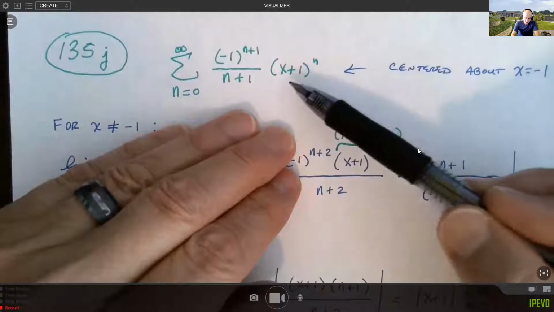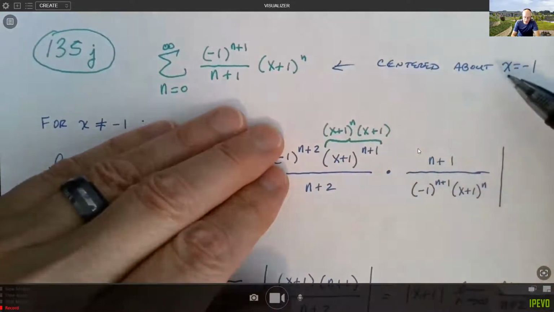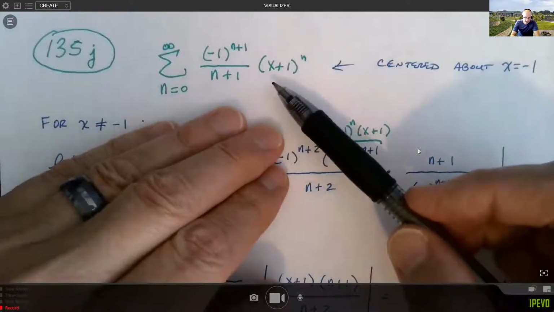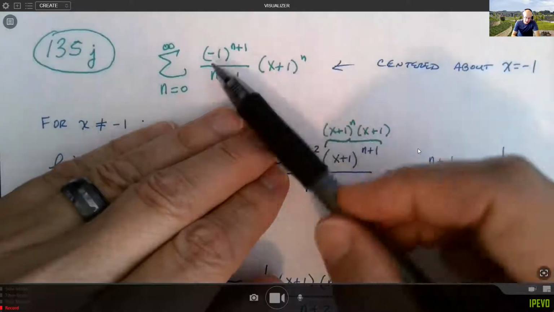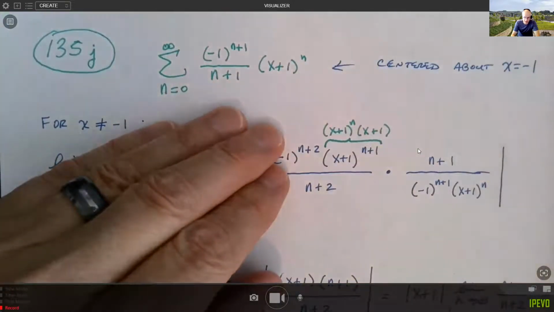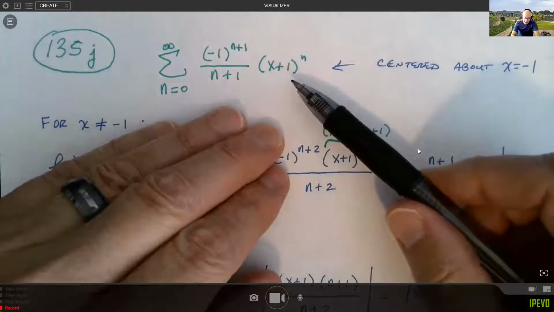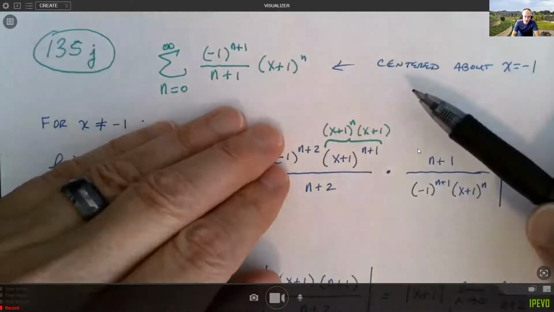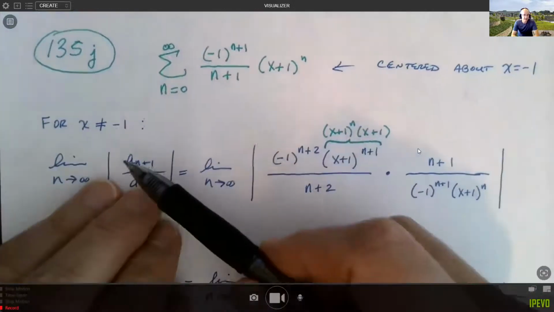When we see this x plus 1, you should recognize that we say that this is centered about x equal -1, because clearly if x is -1, I get 0 here, and I'm just adding a bunch of zeros up. So this series is clearly convergent. The sum would be 0. And so we're always convergent for power series at the value of x we are centered about. Okay, so the question is, what about values of x not equal to -1?